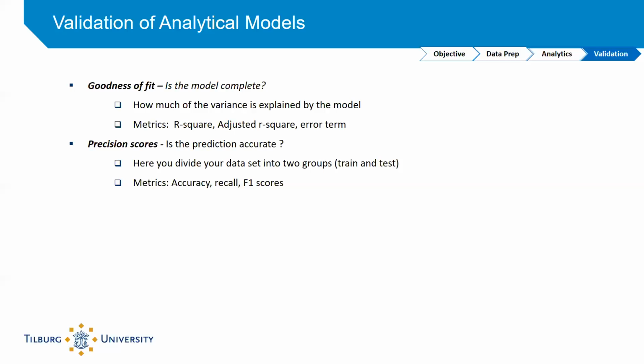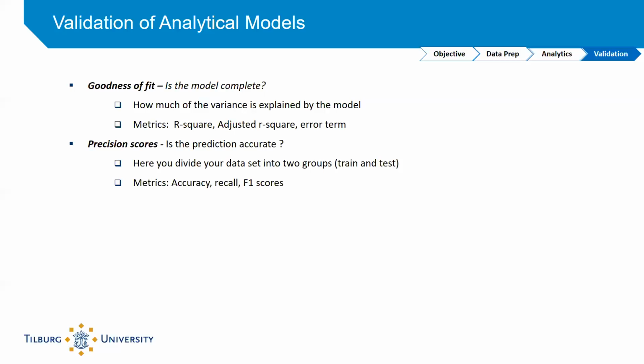This goodness of fit is done by understanding the percentage of variance that is explained by the model that is developed. Some of the common metrics used to understand the goodness of fit are R square, adjusted R square, error terms, and so on. The second big important validation test is with regard to predictions, or precision. Basically, here we are trying to understand if the prediction is accurate.